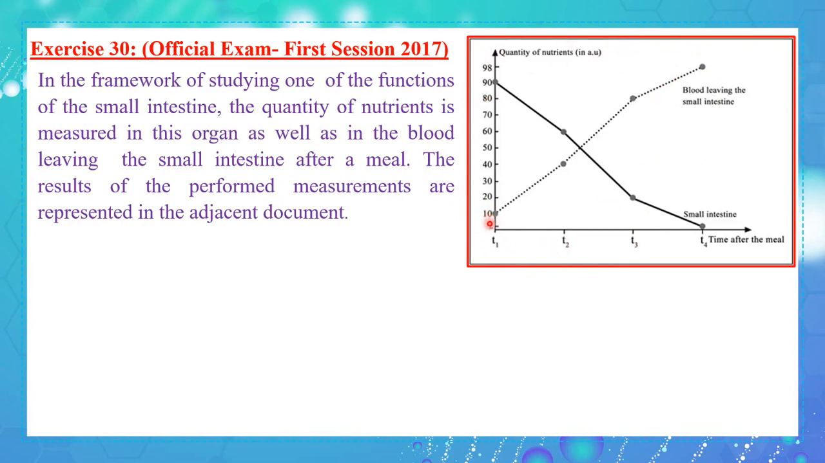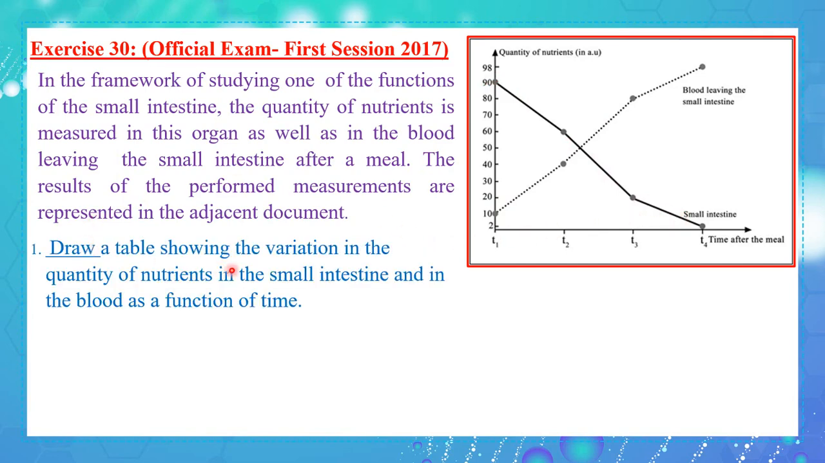You have to study this document well before continuing the exercise. As you notice, there is the time, which is the manipulated variable, and there is the quantity of nutrients, which is the responding variable. How many responding variables do we have? We have two responding variables: the quantity of nutrients in the blood leaving the small intestine and the quantity of nutrients in the small intestine.